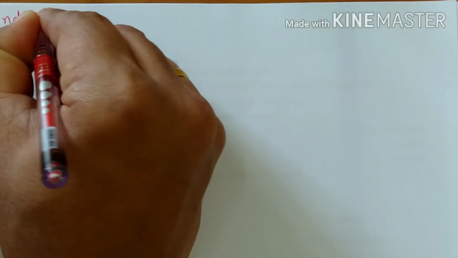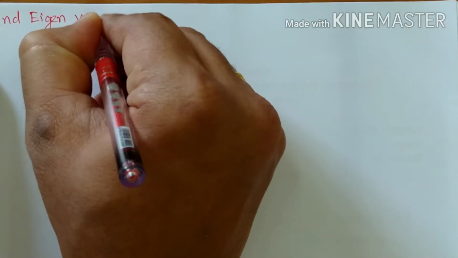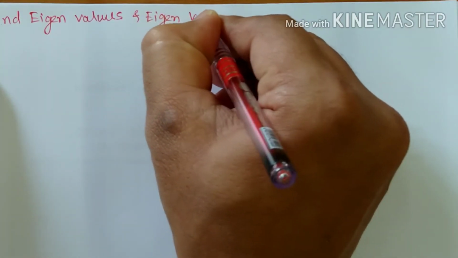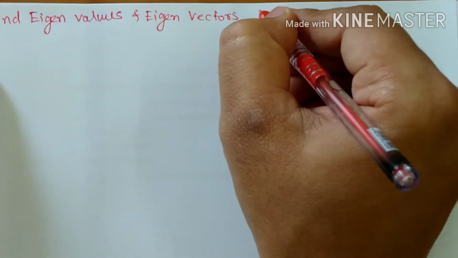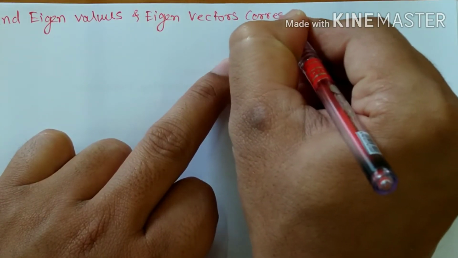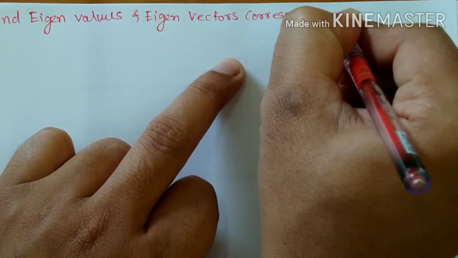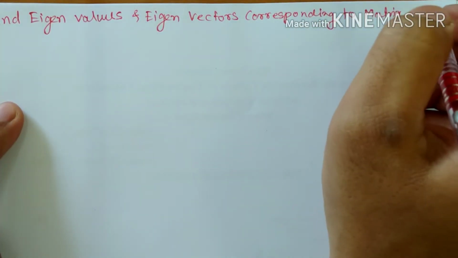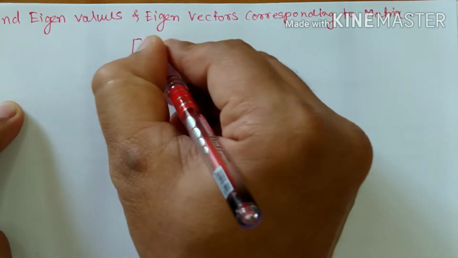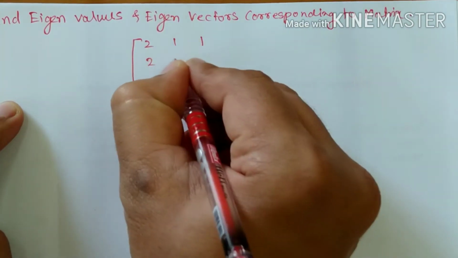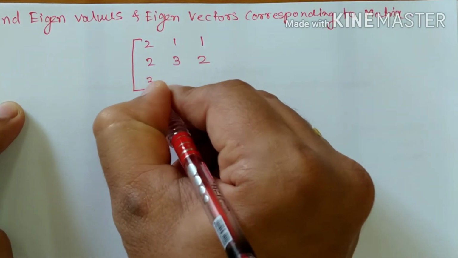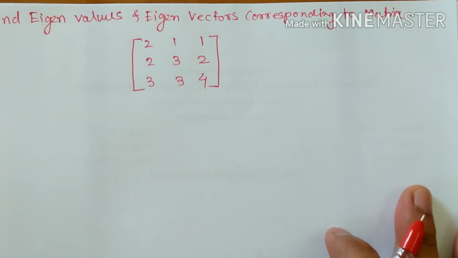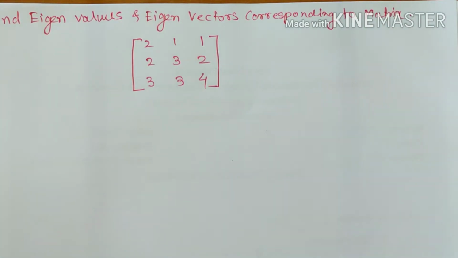Find eigenvalues and eigenvectors corresponding to the matrix. I'll just take an example of a 3 by 3 matrix: 2 1 1, 2 3 2, 3 3 4. So this is a 3 by 3 matrix. Most of the time you will get a 3 by 3 matrix.